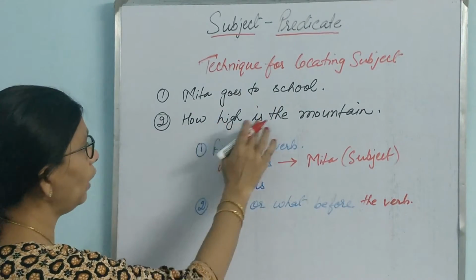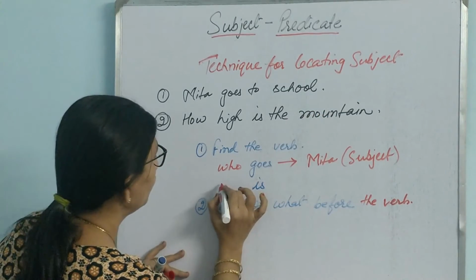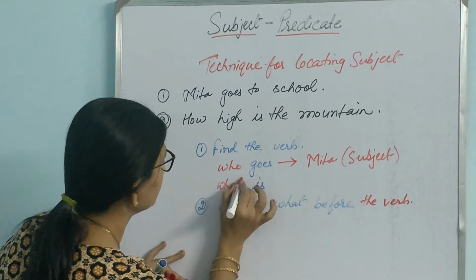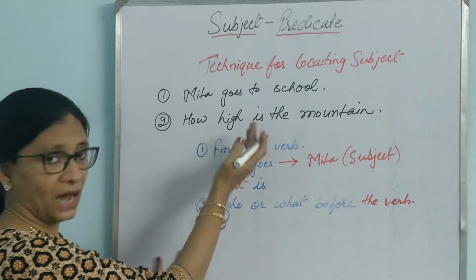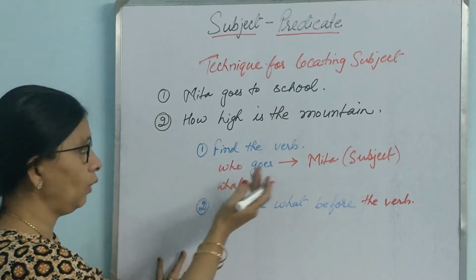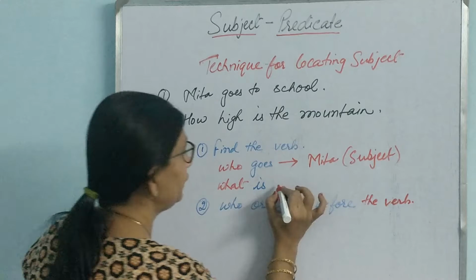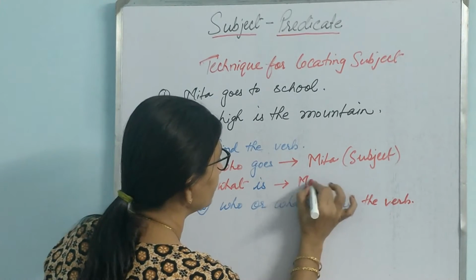Second one, how high is the mountain? What is? What is high basically? What is high? How high is the mountain? What is high? So, the answer will be mountain.